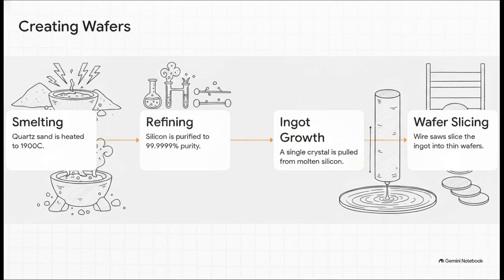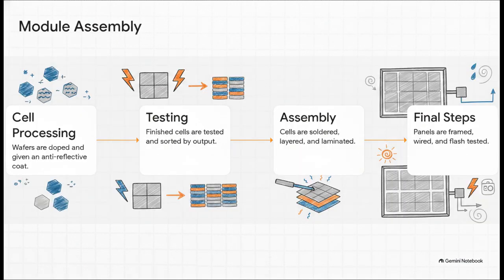That is basically as thin as a single sheet of paper. Once we have those paper-thin wafers, the cell processing begins. They're chemically textured and doped with phosphorus to create that vital p-n junction we talked about. Then, an anti-reflective coating is applied. This is actually what gives solar cells their iconic blue color, which is a fun little fact you can spot next time you look at a roof.